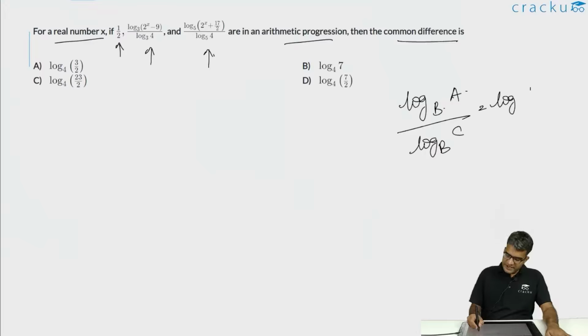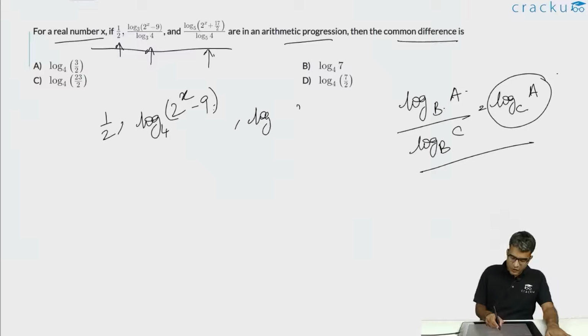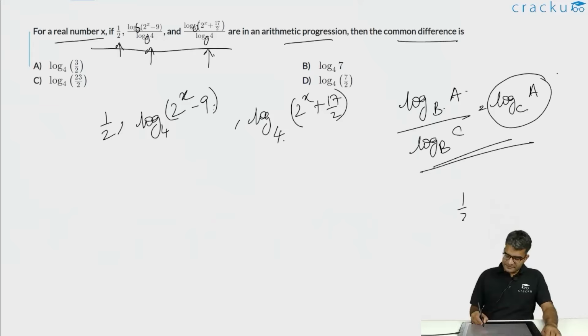In this particular case, the three terms will be 1 by 2, comma, log of (2^x − 9) to the base 4. We have just applied this formula. And log of (2^x + 17/2) to the base 4. Again, we have applied the same formula. In the first case, the common base is 5. In the middle term, the common base is 3, which can be eliminated from the numerator and denominator. Now, 1 by 2 we can also write as log of 2 to the base 4.